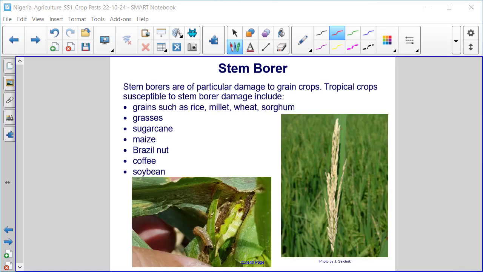Stem borers are of particular damage to grain crops. Tropical crops susceptible to stem borer damage include grains such as rice, millet, wheat, and sorghum, grasses, sugarcane, maize, Brazil nut, coffee, and soybean.